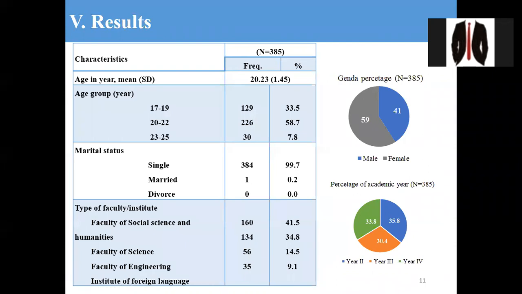A total of 10 classes with 385 students from second, third, and fourth year at the University of Phnom Penh answered the questionnaire. The percentage of male students was 41% compared with 59% female students. Yes, next.